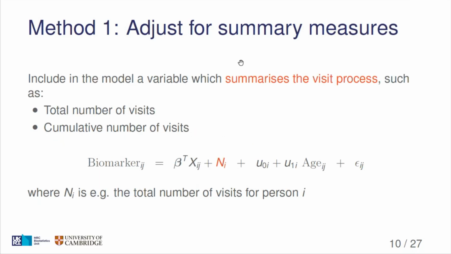The first method is very simple, but it's also statistically not robust because it doesn't rely on an underlying statistical model. But this is just to say, okay, we're going to adjust for some measure which summarizes that visit process. That could be the total number of visits, or the number of visits so far for that individual. In terms of the equation, it's the same as before, but now we have this extra Ni variable.